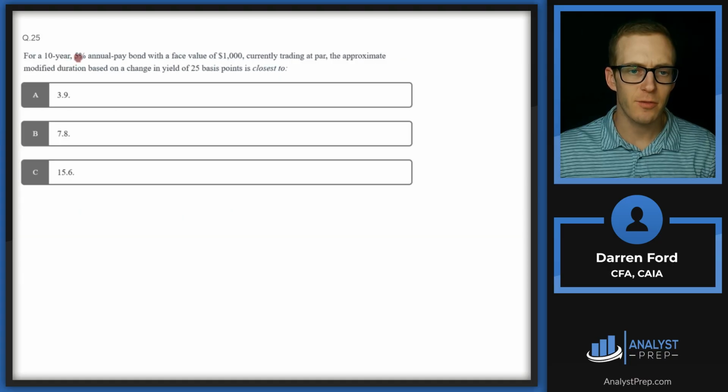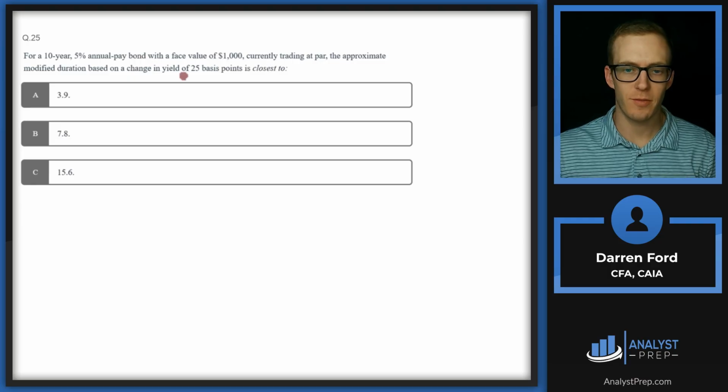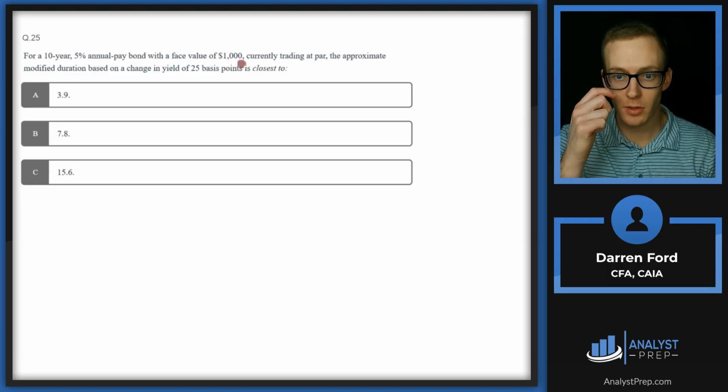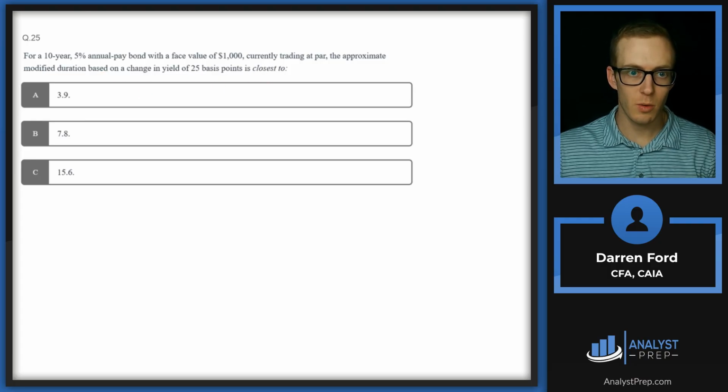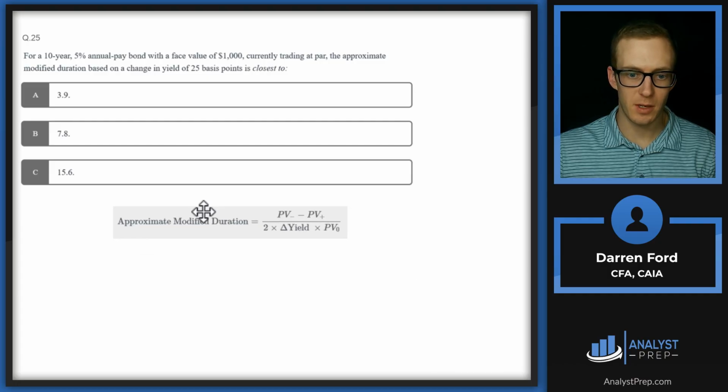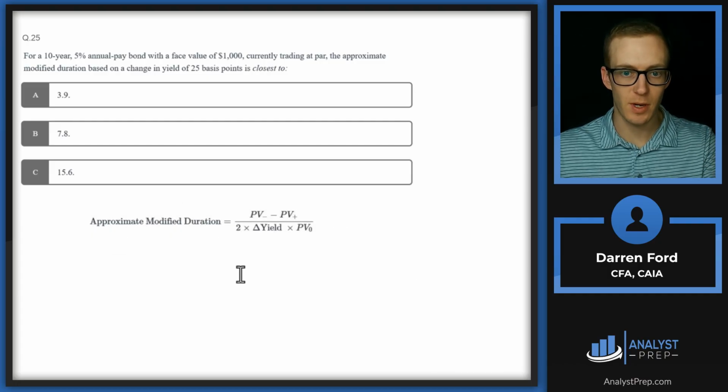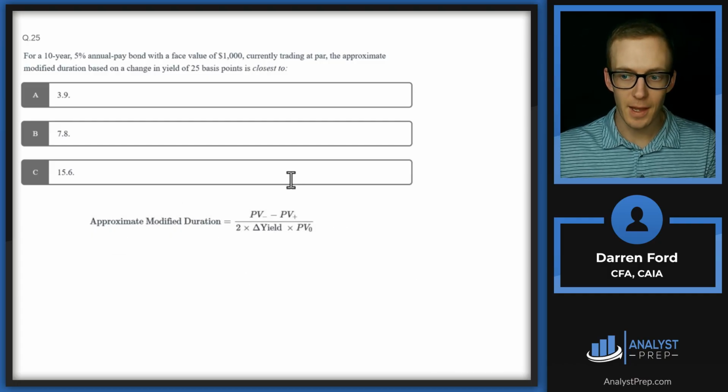For a 10-year 5% annual pay bond with a face value of $1,000, currently trading at par, the approximate modified duration based on a change in yield of 25 basis points is closest to. So what we're going to be doing here is using this approximate modified duration formula. And we are given a few of these values off the bat, but then we are going to need to calculate.